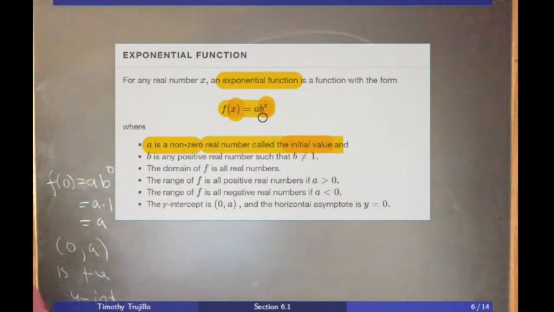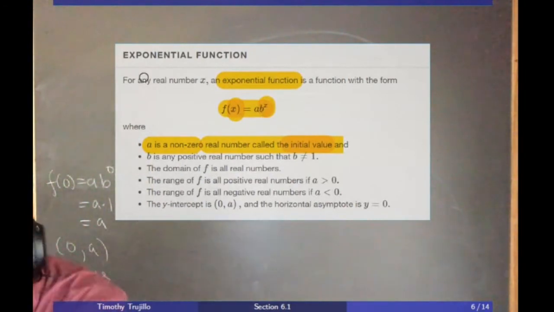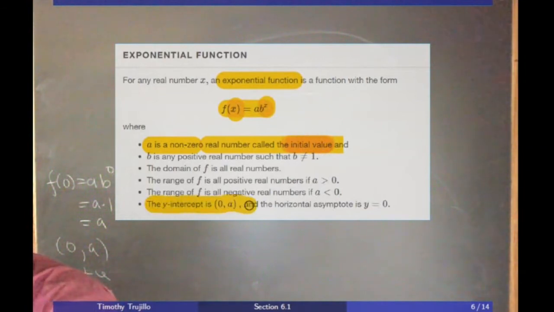And so we often will call it the initial value, right? It's what happens when the input to the function is 0. And you can see that down here. This last bullet point is just that the y-intercept is at (0, a).